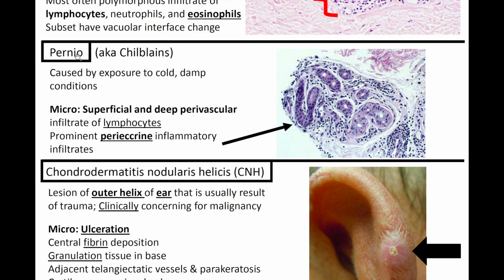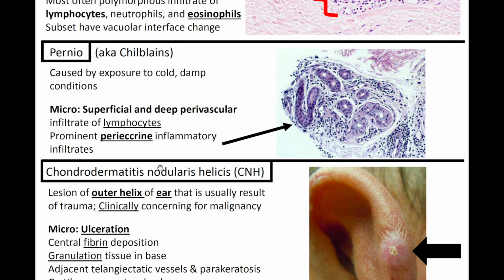So next up, we've got pernio, also known as chilblains, caused by exposure to cold, damp conditions. And then microscopically, you're going to have this superficial and deep perivascular infiltrate of lymphocytes with prominent perieccrine inflammatory infiltrates.